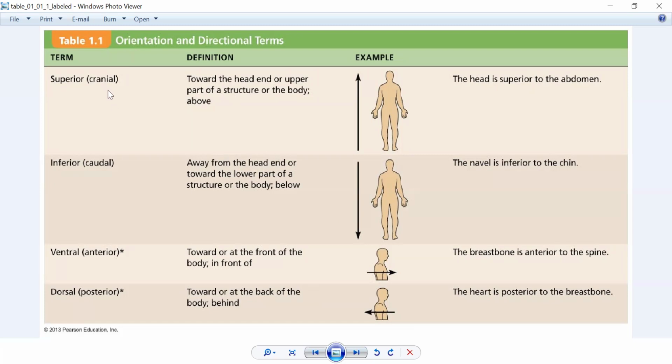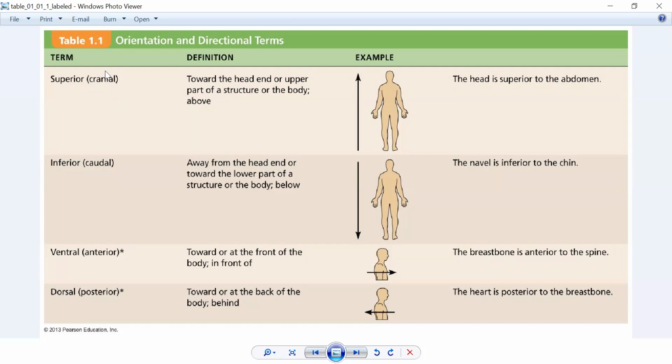So superior. Superior is usually referring to a point above another when found on the body. So let's take an example, your nose and your chin. Since your nose is above the chin, we would say the nose is superior. Because the chin is below the nose, that we would refer to as inferior. So again, superior, usually referring to a point on the body above another. Inferior, the exact opposite, referring to a point below another point on the body.